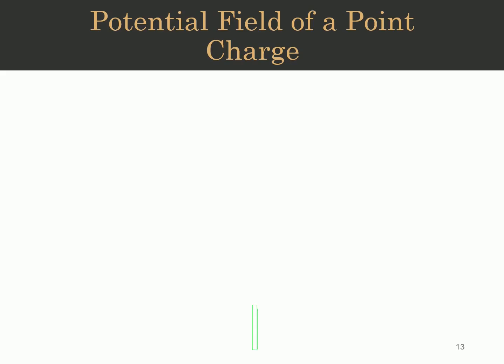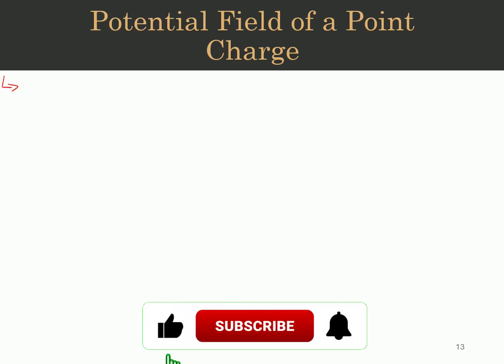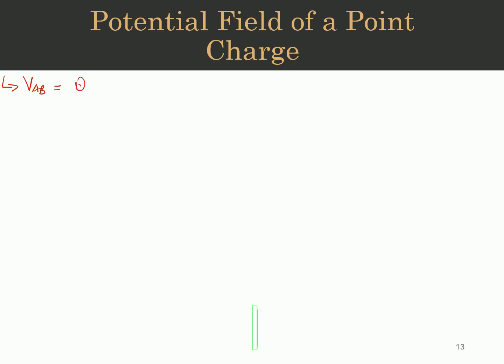In the previous discussions, we have already seen that the potential difference, which is represented by VAB, of a point charge is represented as Q divided by 4 pi epsilon times the difference of the reciprocal distances of the 2 points inside the electric field.